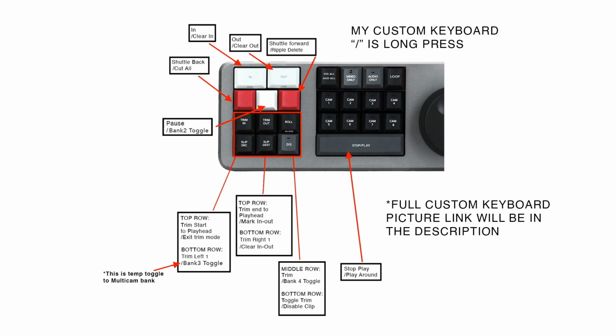Here I have a screenshot of the lower left of my screen. And you'll notice I have the JKL keys and the trim in, trim out, and roll keys. Trim in is start to playhead. Trim out is end to playhead, which is the Q and W keys on most default keyboards. Roll is going to be my trim mode. And then the lower left 2 keys, slip source and slip destination, are going to be trim back 1 and trim forward 1. So those are going to be very important keys here.